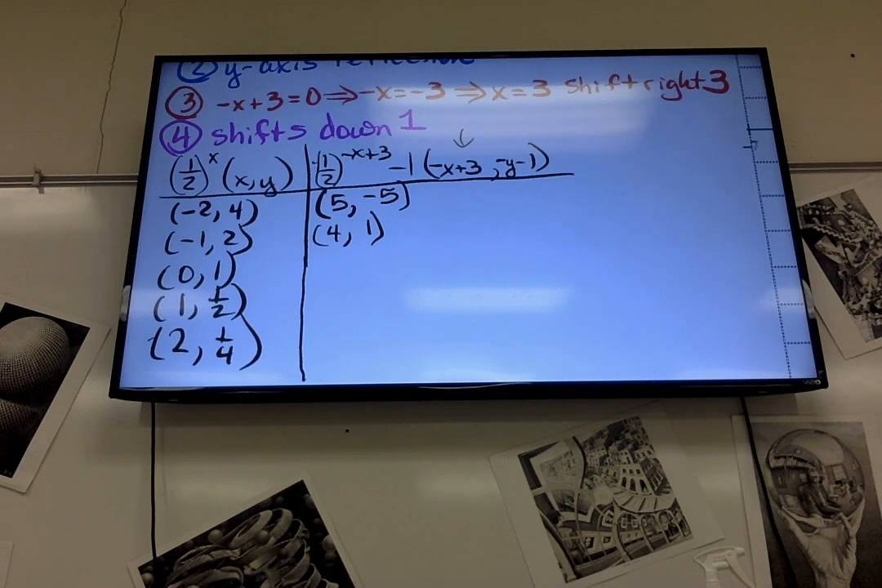Then for 0, it doesn't matter if I change the sign or not. If I add 3, I get 3. Changing the sign of 1, -1 minus 1 is -2. Plug in 1. It's -1 plus 3, which is 2. Plug in 1/2, that's -1/2 minus 1, which is -3/2, or -1.5. 2, that would be -2 plus 3, which is 1. And -1/4 minus 1 would be -1 and 1/4.